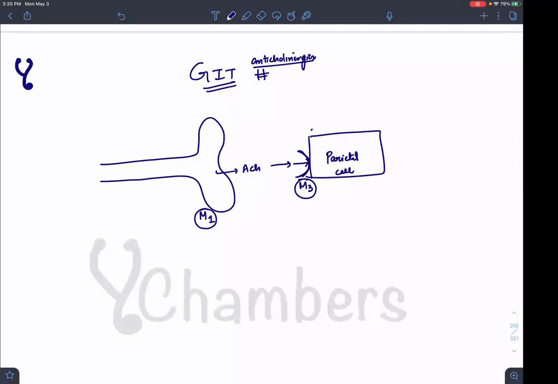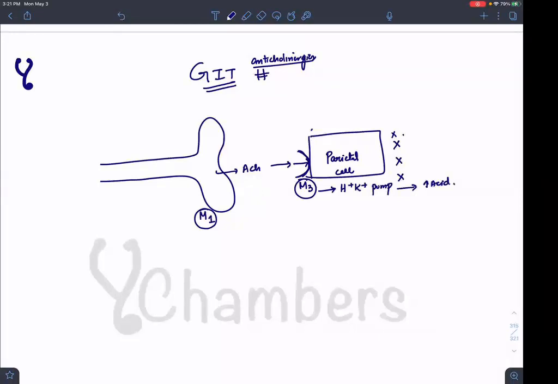Now remember, the parietal cell does not have M1 receptors. It has M3 receptors, guys. But M1 is present on the neuron, at the neuronal junction, the NN junction. So what will happen? This M1 is secreting ACh, and ACh is going to the M3 receptors. M3 receptors inside are talking to what pump? The hydrogen potassium pump. This hydrogen potassium pump will secrete the acid. This will increase the acid.